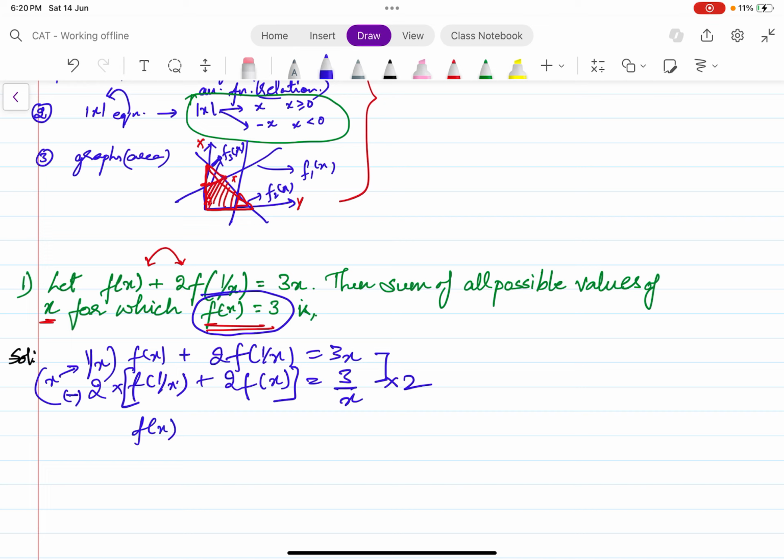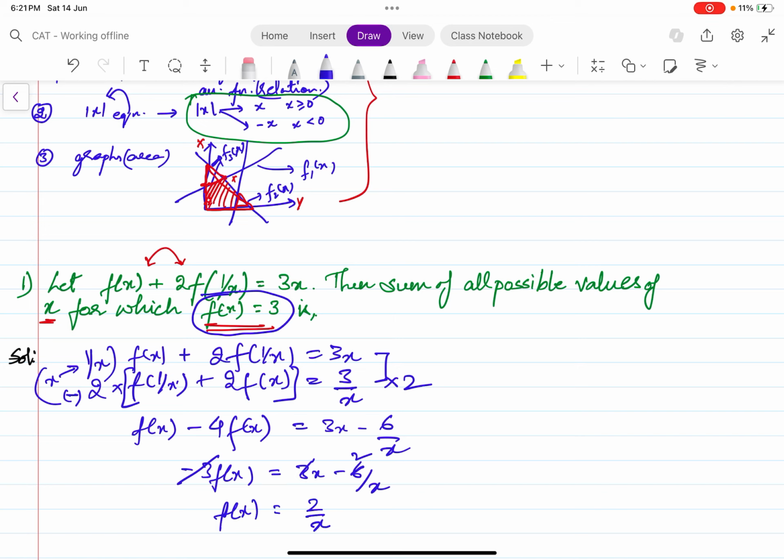You get f of x minus 4 times f of x is equal to 3x minus 6 by x. Now this will come out to minus 3 times f of x is equal to 3x minus 6 by x. So if I divide by minus 3 on both the sides, I'll be left with what? F of x is 2 by x minus x. So this is your final f of x function.